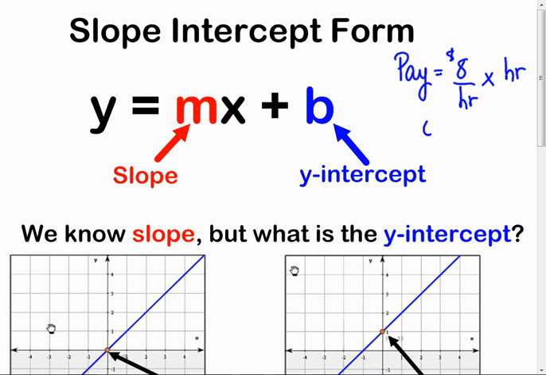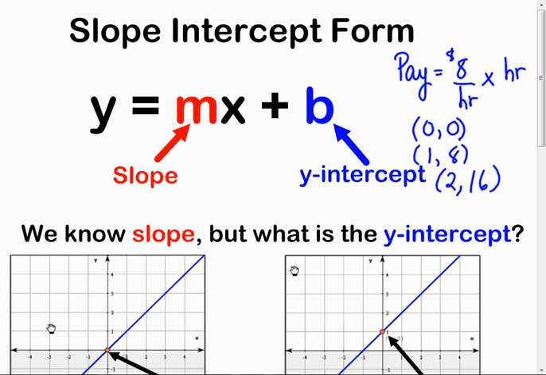What happens if you work 0 hours? How much do you make? If it works 0 hours, you make $0, right? What if you work 1 hour? How much are you going to make? 8. What if you work 2 hours? You work $8 for each hour. You work for 2 hours is how much? 16. That is what they call a linear relationship.